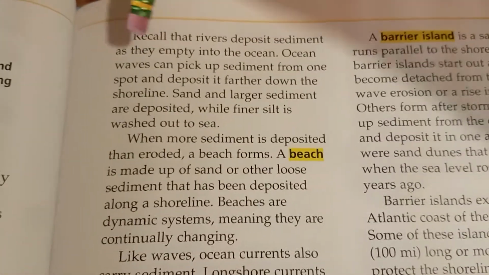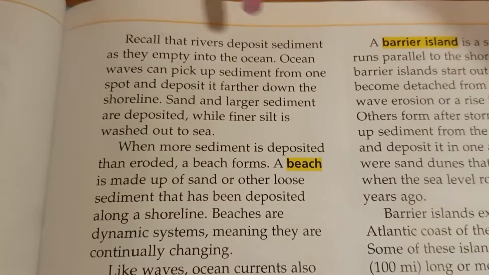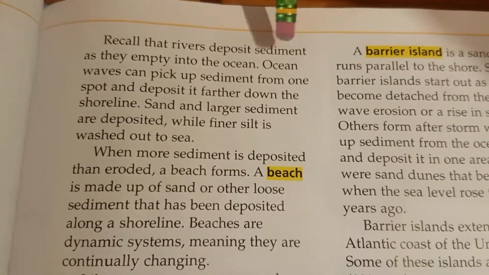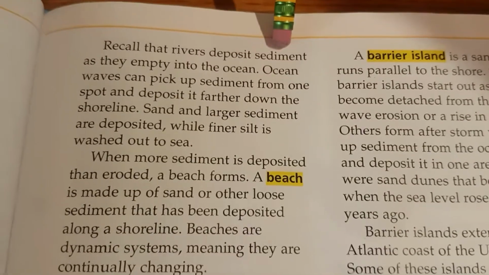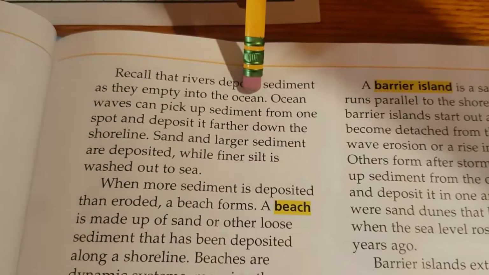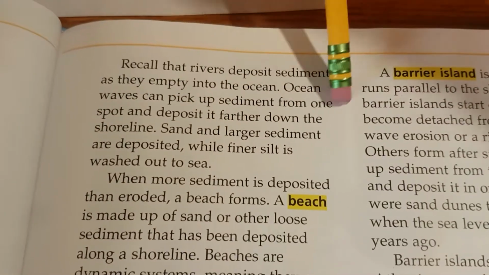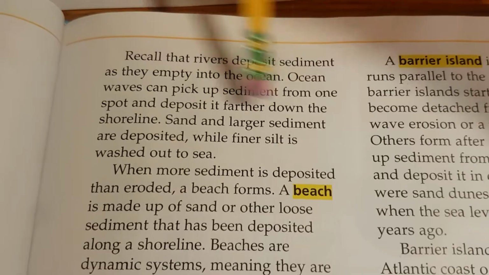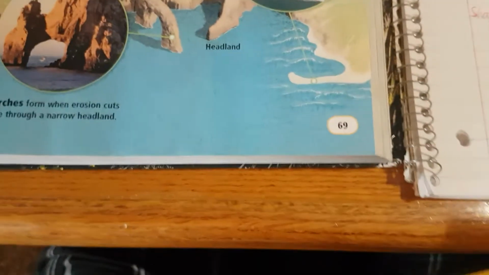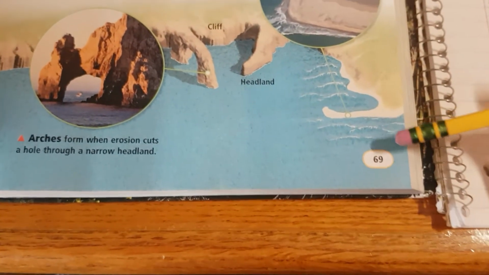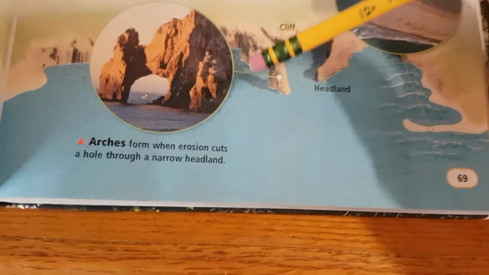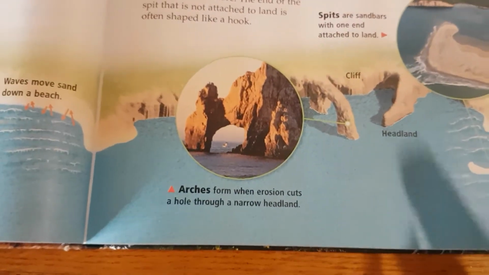Recall that rivers deposit sediment as they empty into the ocean. So they deposit or drop it off. Sediment is the loose dirt and stuff. So they dump it in the ocean. Ocean waves can pick up sediment from one spot and deposit it farther down the shoreline. Okay, so the waves are powerful like rivers, and they pick up the sand and they move it down the shoreline depending on which way the waves move.